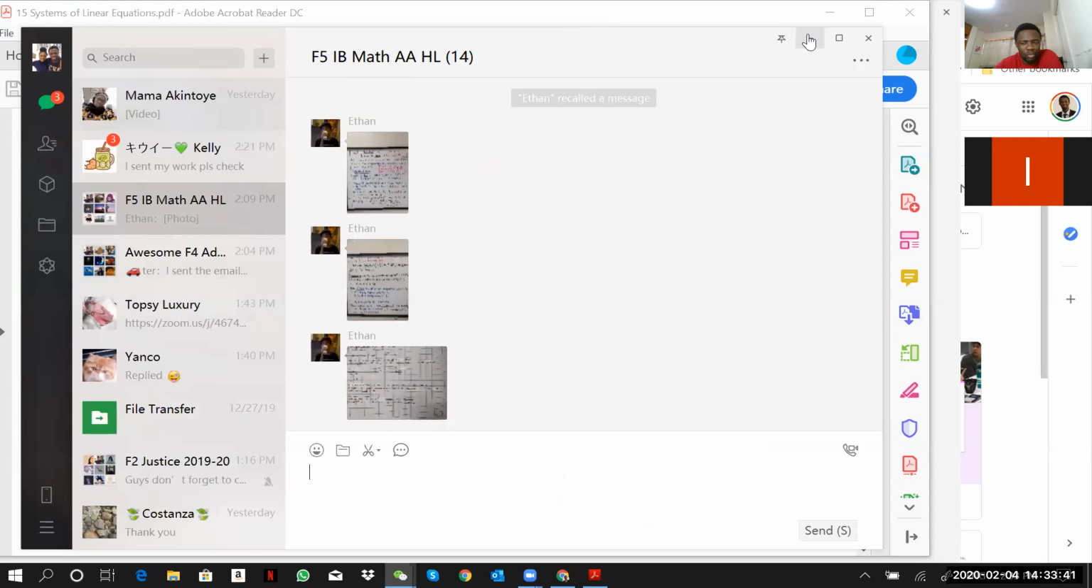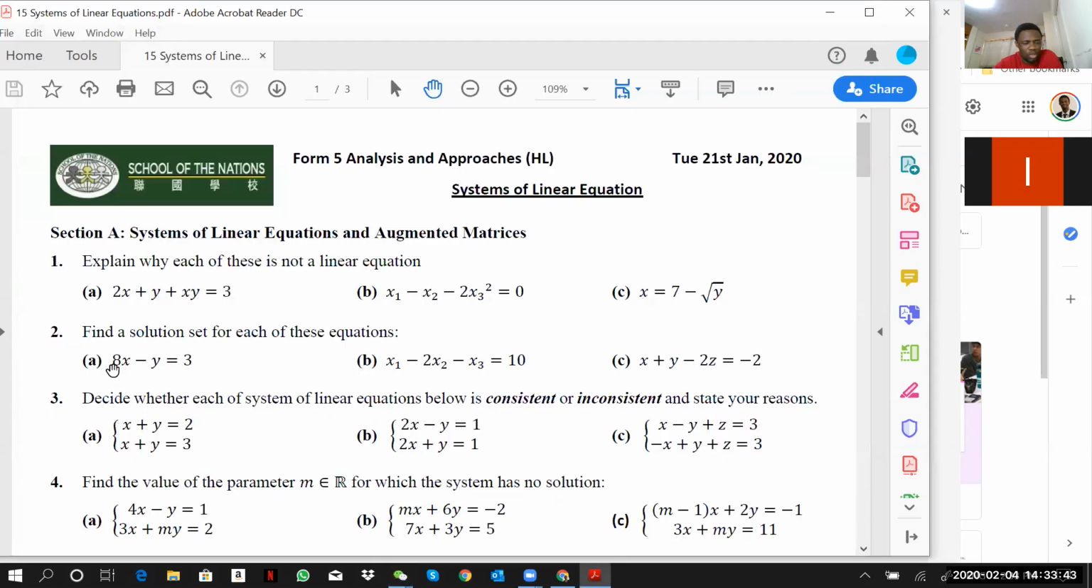All right, I just want to make sure the WeChat is open. Okay, so this is the question: 8x minus y equals 3. Find the solution set and post it on the WeChat group. Then try the second one once you finish the first one. Try the third one once you are done with the second one.